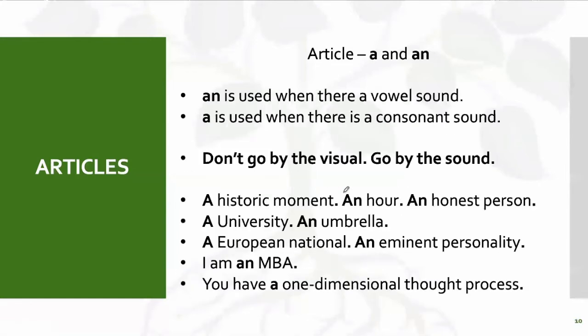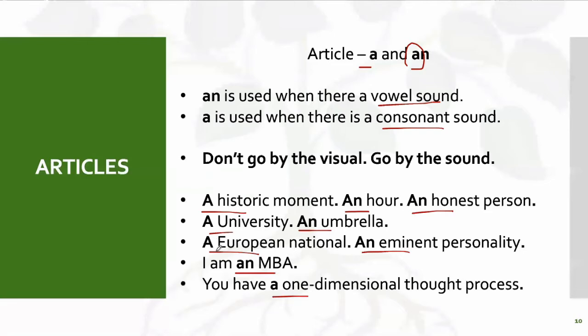Let's move ahead to understand a little more about an now. We understood when to use a. You know that a is used with consonant sounds, so an makes its use in front of vowel sounds. Remember, not vowels, vowel sounds. So: a historic moment, an hour, an honest person, a university, an umbrella, a European national, an eminent personality, an MBA, a one-dimensional thought process.